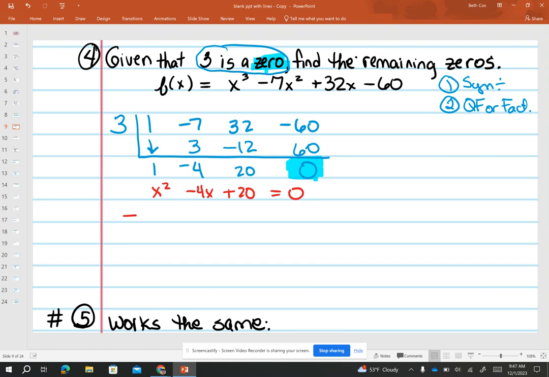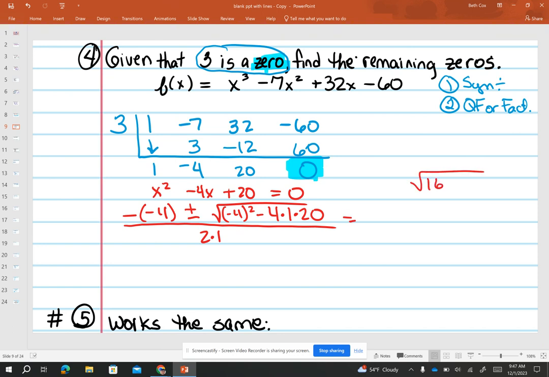So we're going to do negative b plus or minus the square root of b squared minus 4 times 1 times 20 all over 2 times 1. Do the radical first. I'm going to get 16 minus 80. Okay, so that's going to give me a negative 64. This is going to give me 8i.